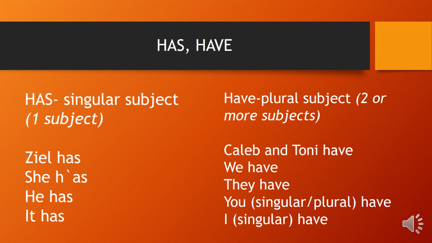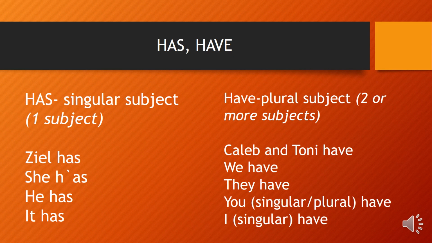Ziel has. She has. He has, it has. So if you can notice, all of these given subjects are singular. That's why we use the singular has. So let's proceed to have. Caleb and Tony have. How many subjects do we have here? We have Caleb, one, and Tony, two. That's why we use the plural form of the verb have.